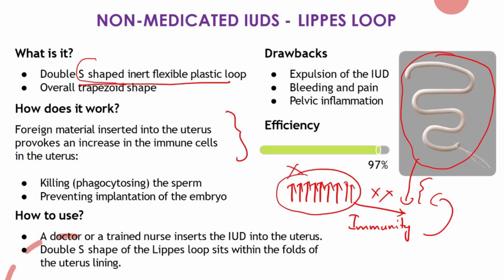So how to use it? The doctor or trained nurse will insert it into the uterine lining, where a number of folds are present. The uterine lining has several folds inside, and it will be inserted somewhere in that. What are the drawbacks? Expulsion of the IUD, bleeding and pain, pelvic inflammation. These are the side effects or drawbacks of using the Lippes loop.